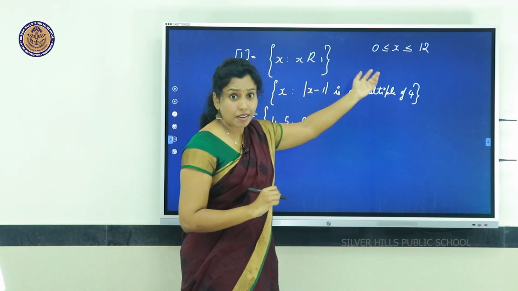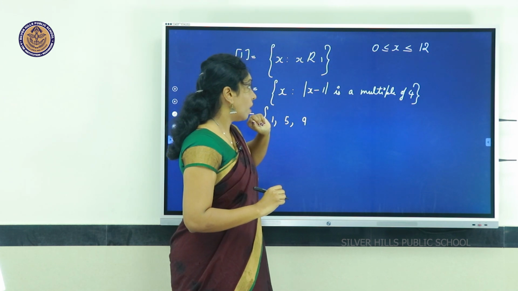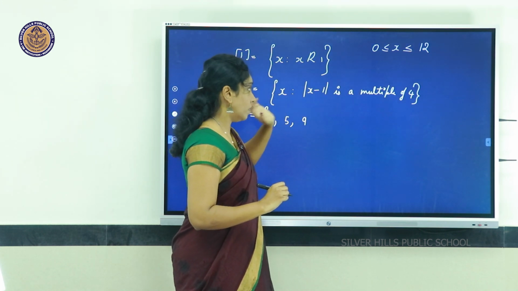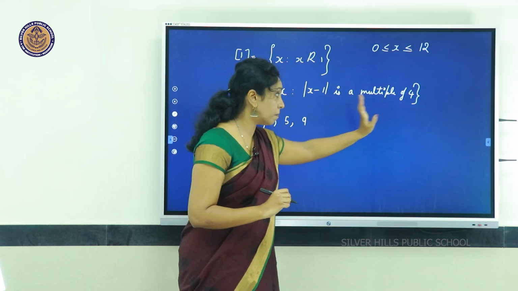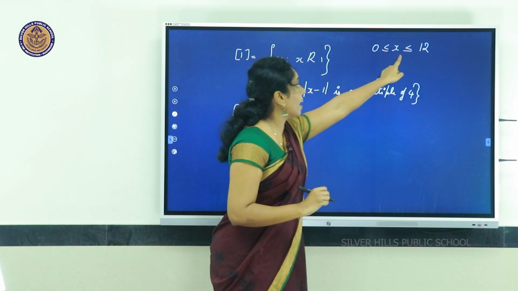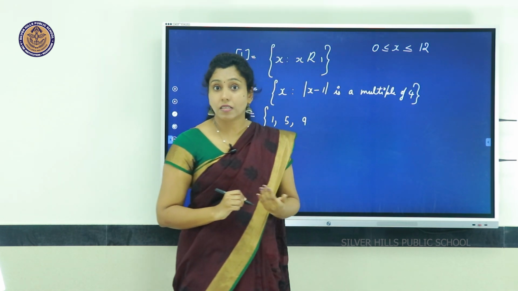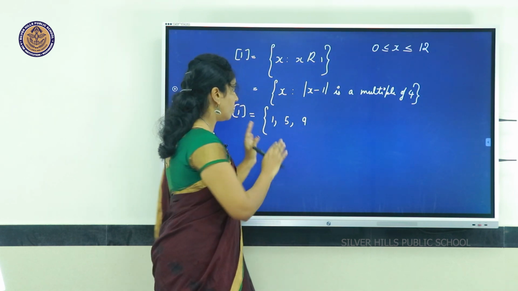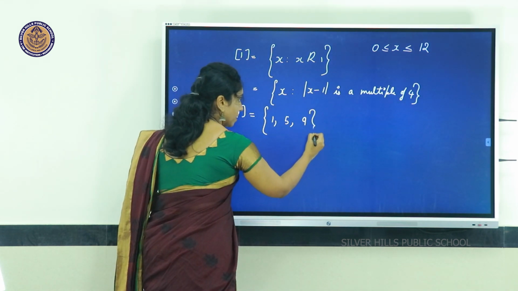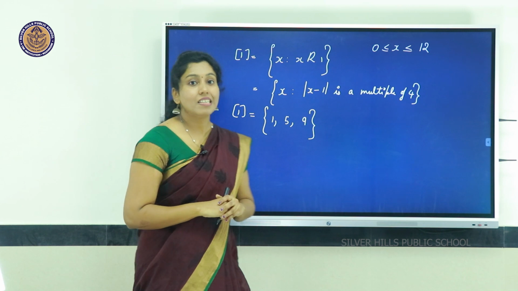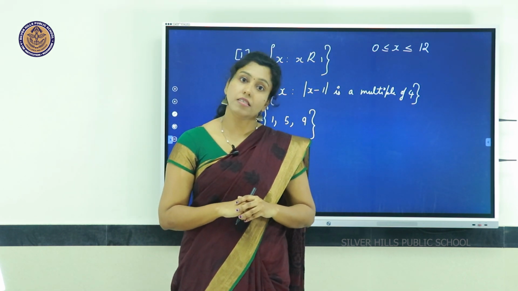So, can I select any other value from here? Now, we know 13 minus 1 is equal to 12, it is a multiple of 4. But here x is up to 12, it cannot accept the value 13. So, we will stop here. So, our equivalence class 1 is equal to the set 1, 5 and 9.